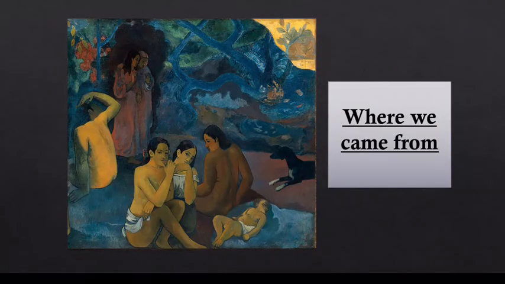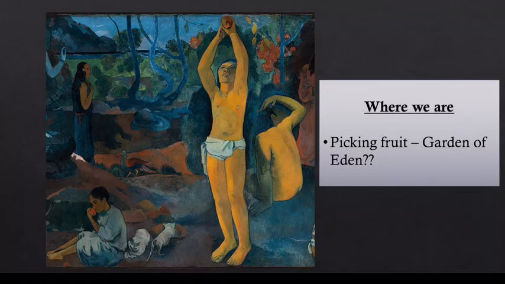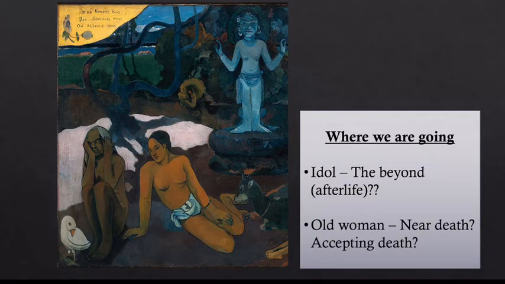Here is where we came from, almost a prehistoric type scene. Next is where we are, and maybe this is the idea of the Garden of Eden, perhaps. We definitely see someone picking fruit there. And finally, where we're going. Notice the idol in the background. Is it the afterlife? The old woman herself? Is she near death?